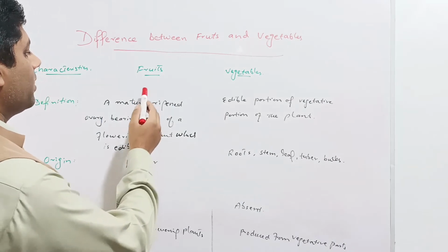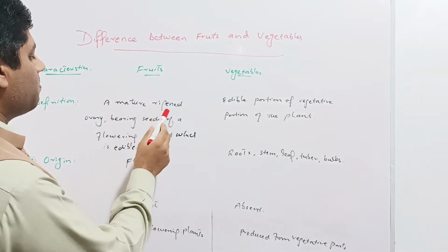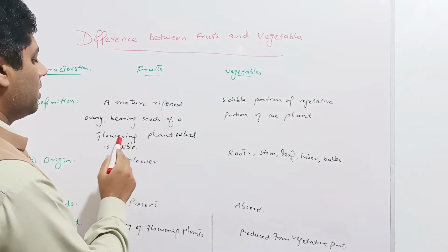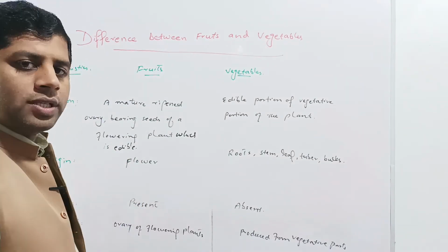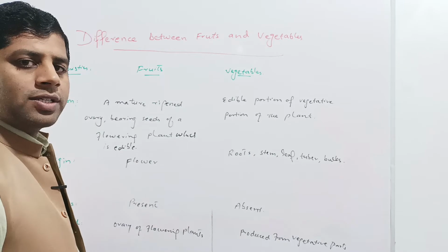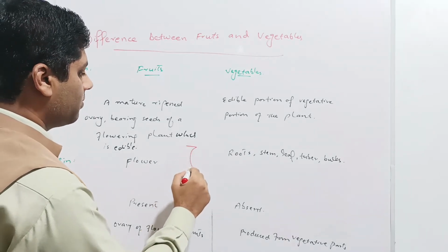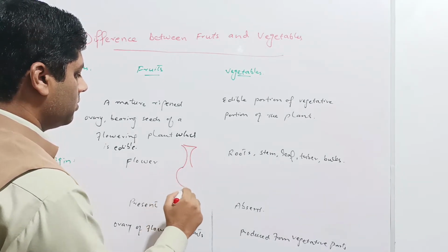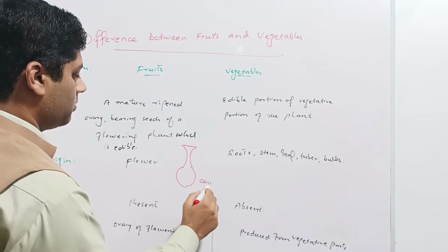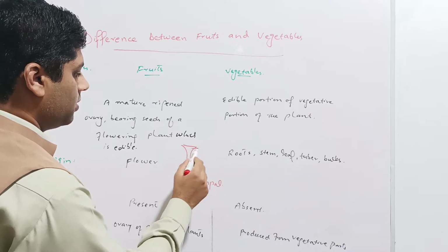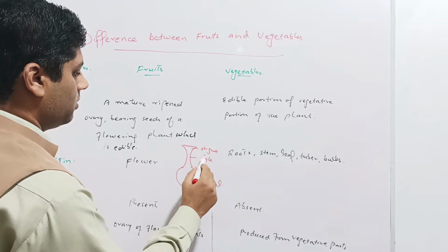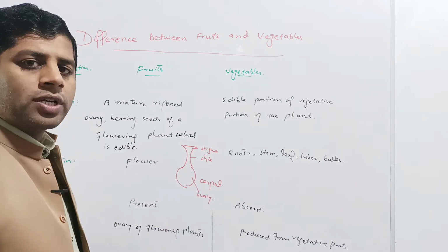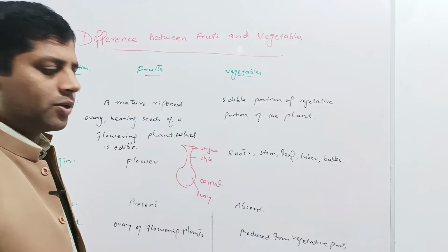Primarily, we should define fruits and vegetables. Fruits may be defined as the mature, ripened ovary bearing seeds of a flowering plant, which can be used as food, or which are edible. These are called fruits. For example, in a flower, the female part is the carpel. This is the stigma, this is the style, and the final part is the ovary. So the carpel bears three parts: the stigma, style, and ovary.